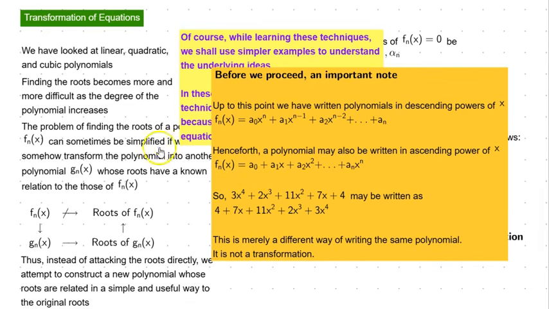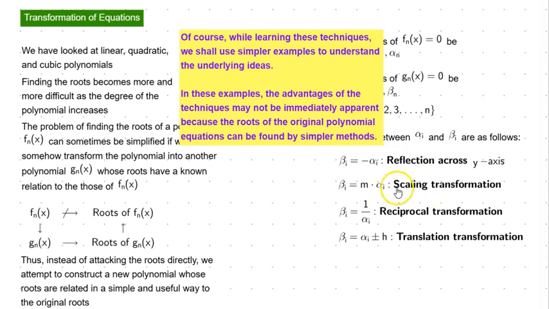So that was the introduction to transformation of equations. In the next 4 sessions, we will look at all these different types of transformations: reflection, scaling, reciprocal, and translation transformations. That's it for now.